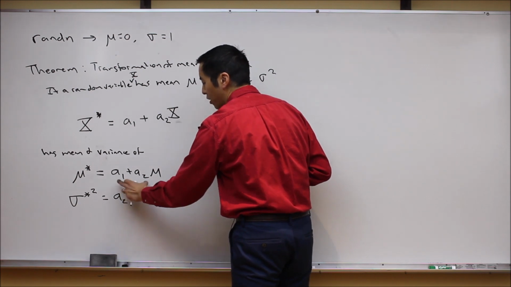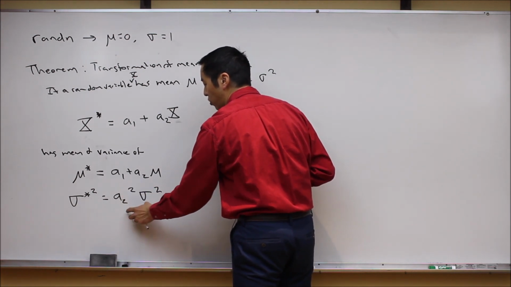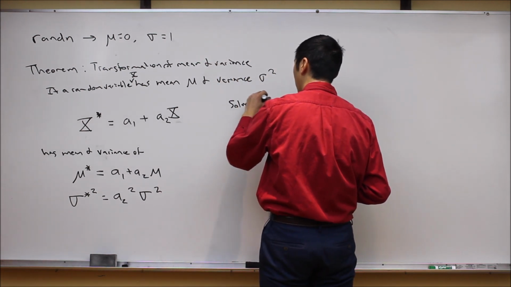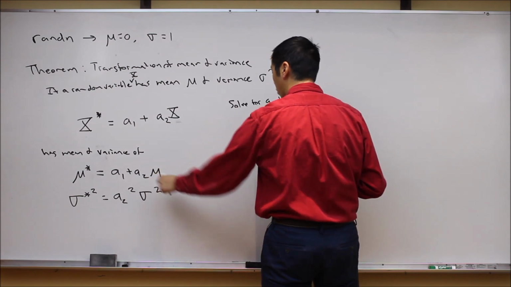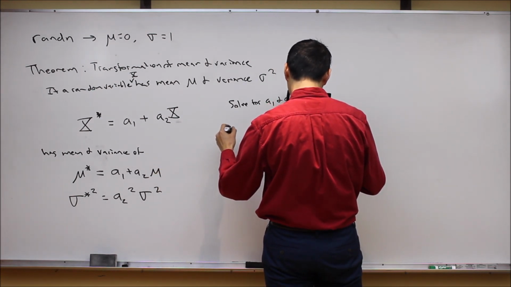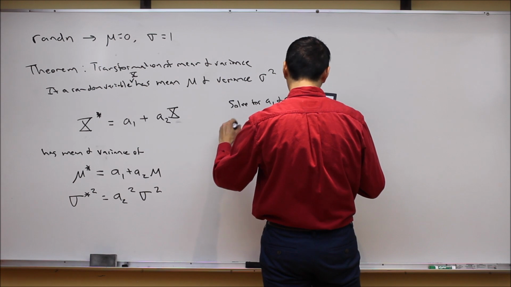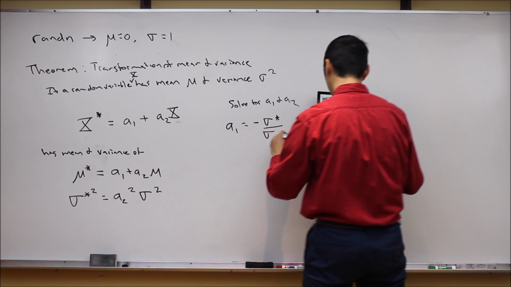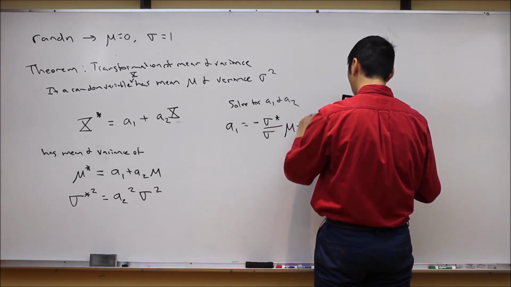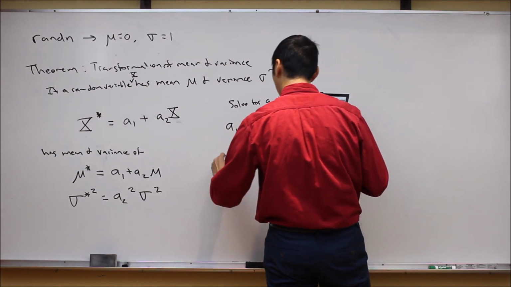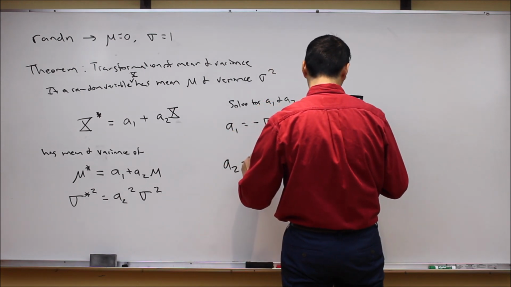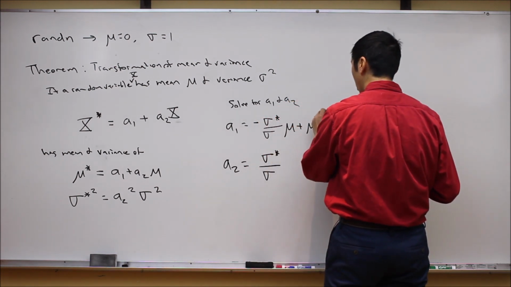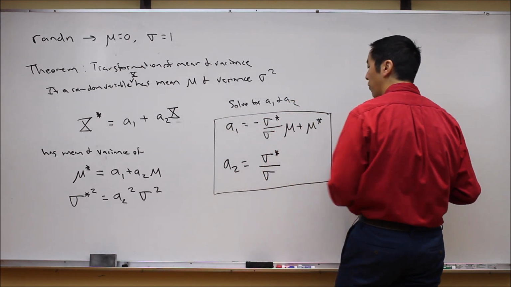So what I need is to back solve for the A1 and A2 that are going to make that feasible. Let's just go ahead and solve for A1 and A2. If you solve this for A1 and A2, you would basically get, at the end of the day, A1 is going to be negative sigma star over sigma times mu plus mu star. And finally, A2 is going to be sigma star over sigma. Let's box these up because these are helpful.